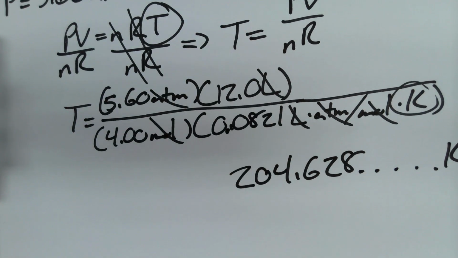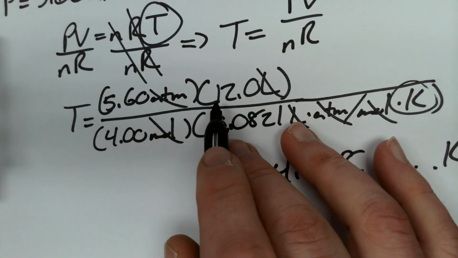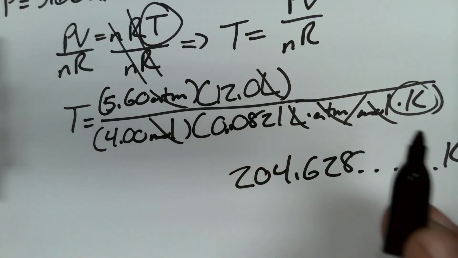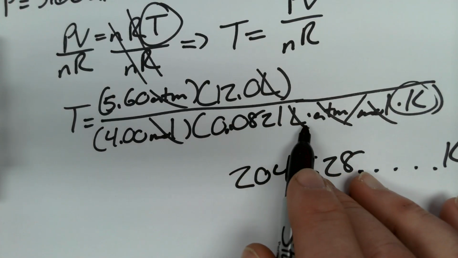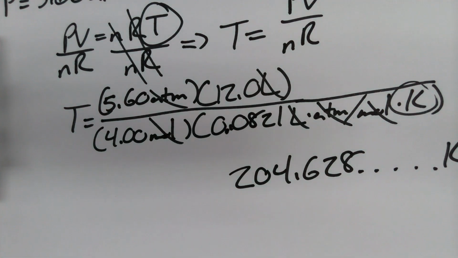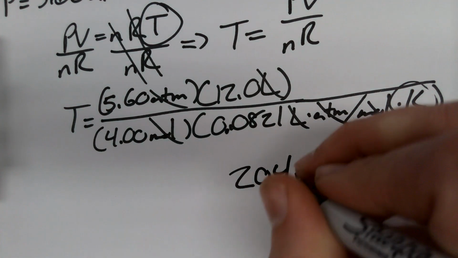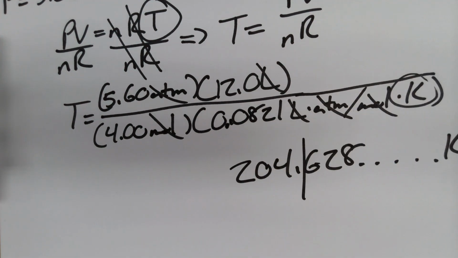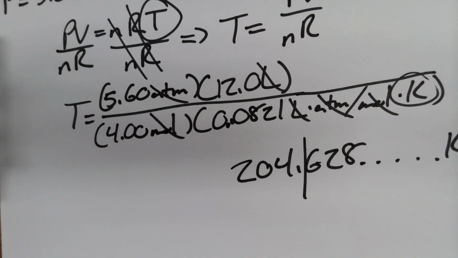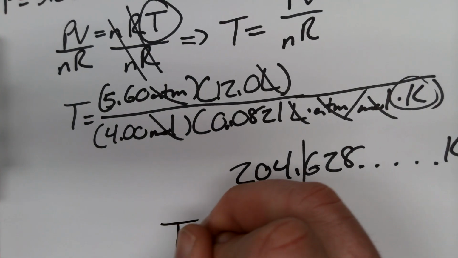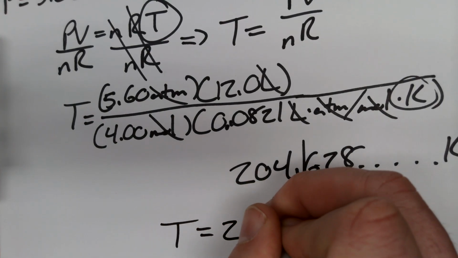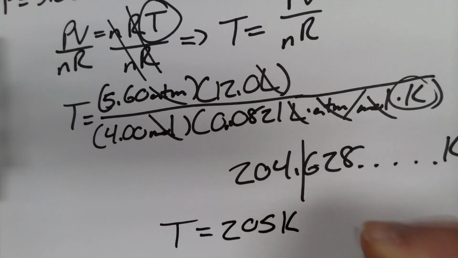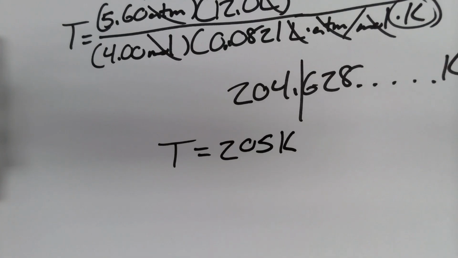How many sig figs is going to be my final answer? 3 or 4? 3. 1, 2, 3. Remember, leading zeros don't count. Is my 6 big enough to push my 4 to a 5? So my temperature is going to be 205 degrees Kelvin for my final answer.